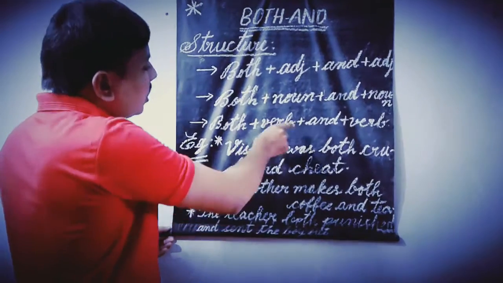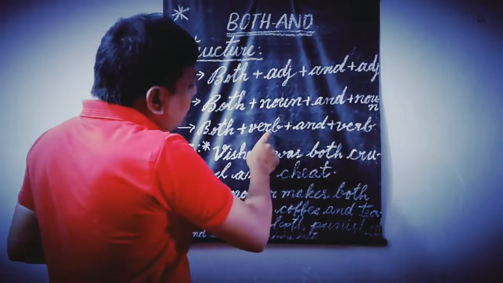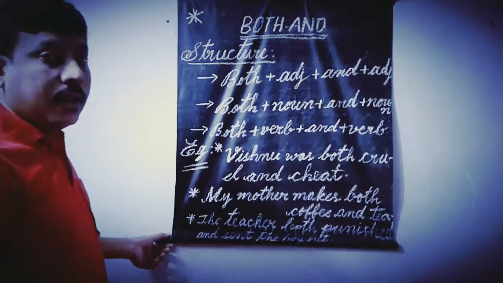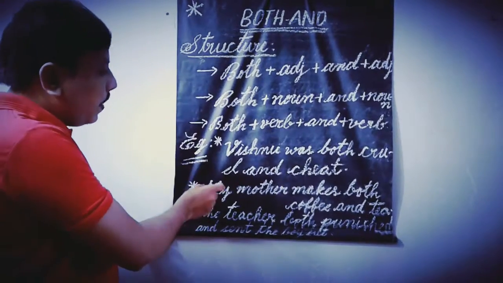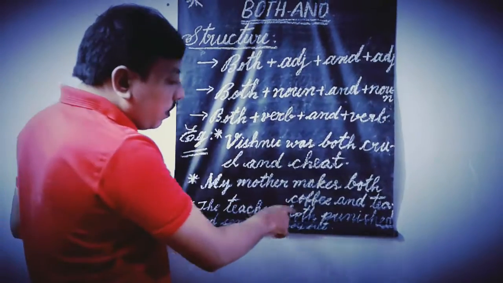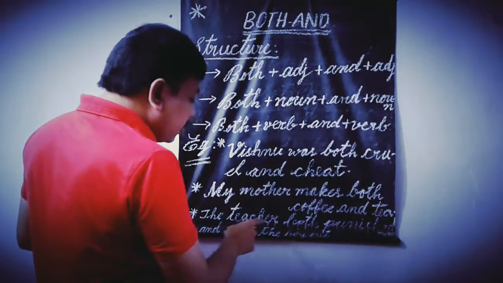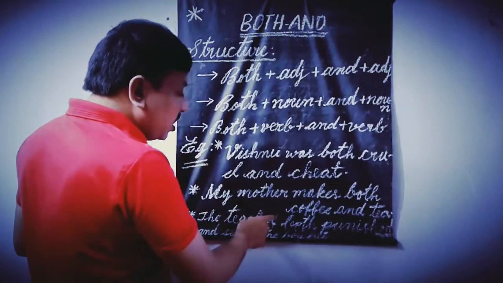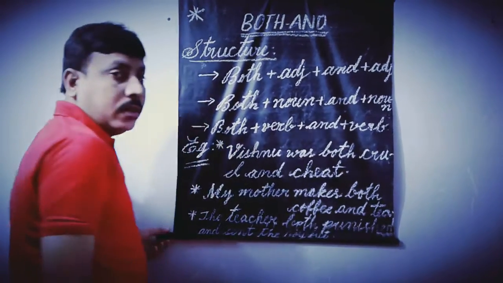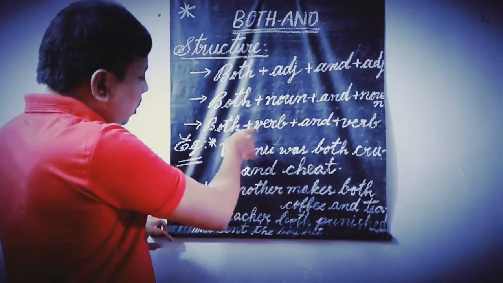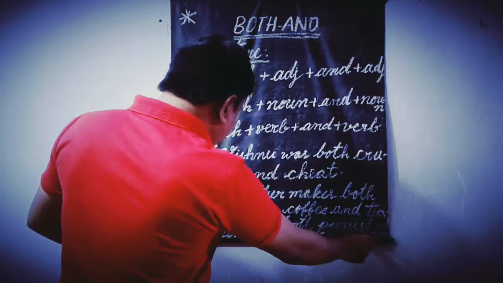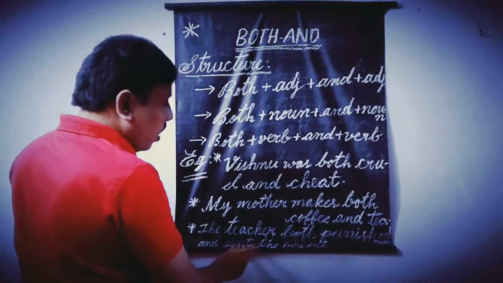Now let us go to third structure. Both plus verb plus and plus verb. By taking this structure, let us write some example which is related to this structure. The teacher both punished and sent the boy out. This is the sentence. Here we can observe the third structure such as both plus verb plus and plus verb.